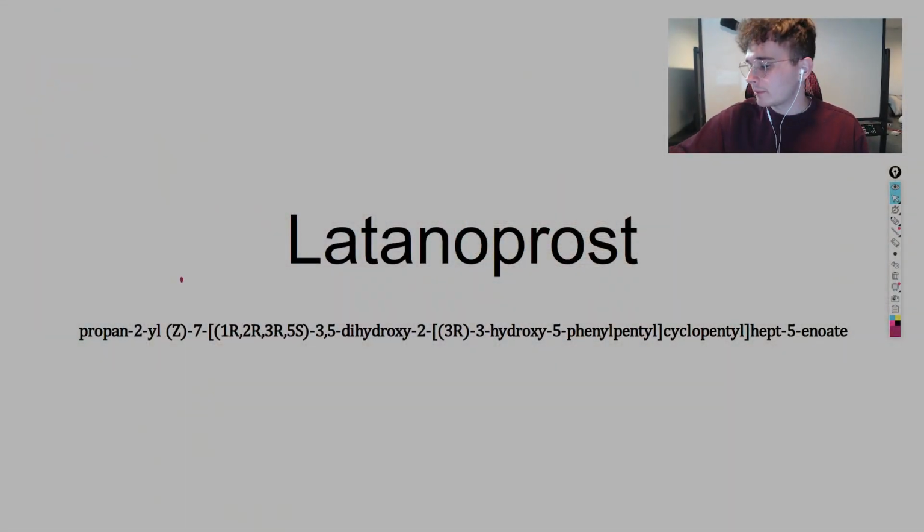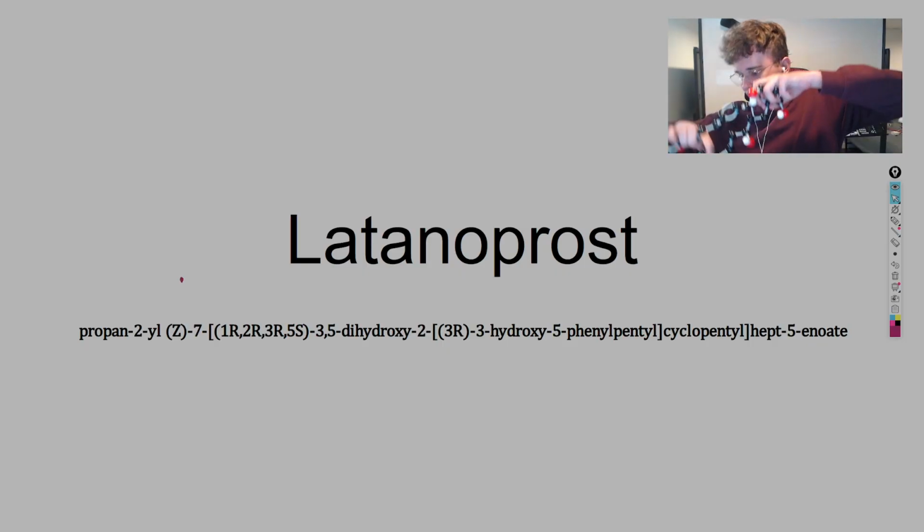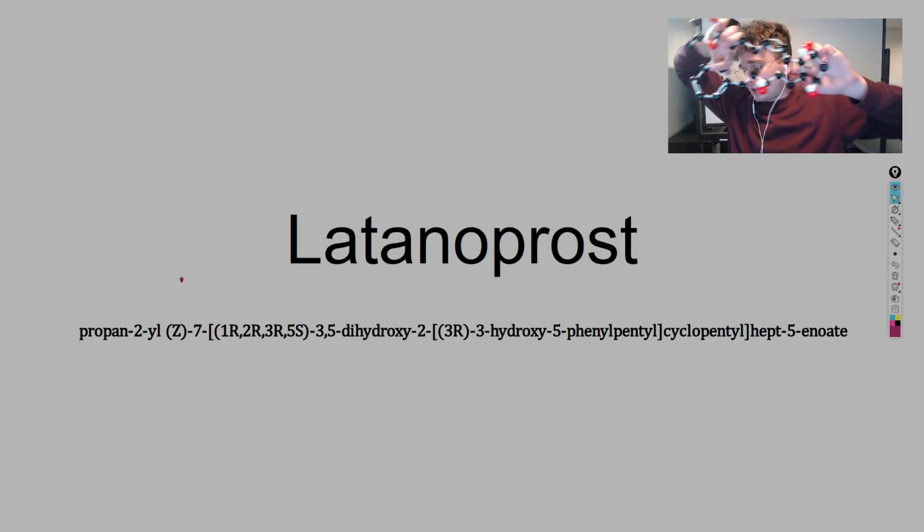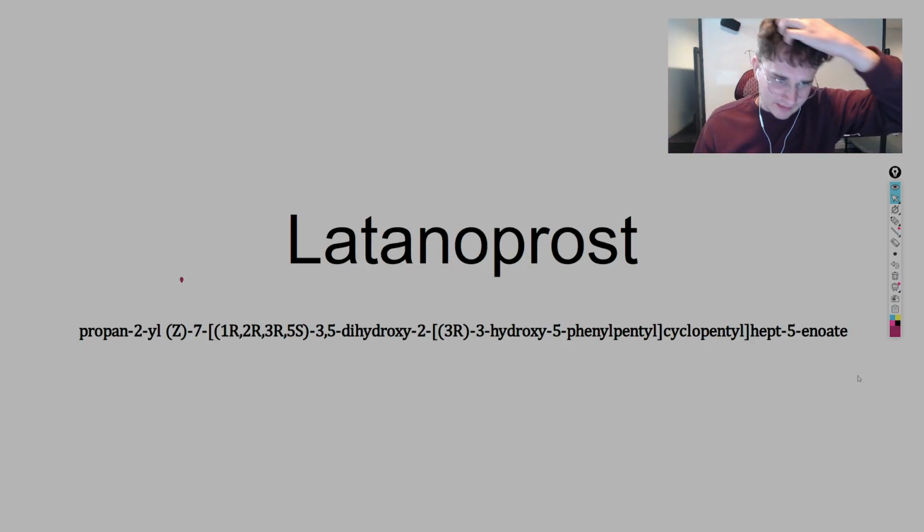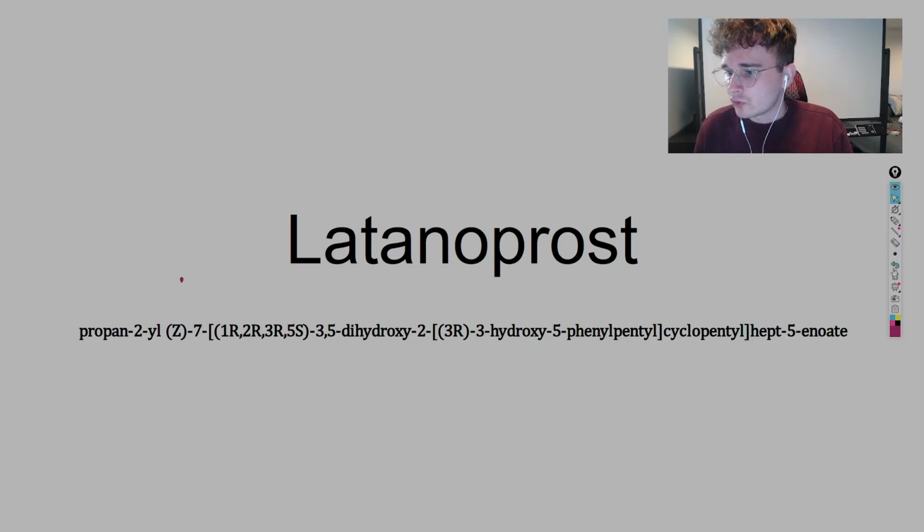Latanoprost is an ophthalmic medication used to treat glaucoma because it reduces the eye pressure. I've actually built latanoprost right here, which takes an exceptional amount of time. But let's get into this. So latanoprost. Also, this is the IUPAC name right here. We'll get into that in a second.